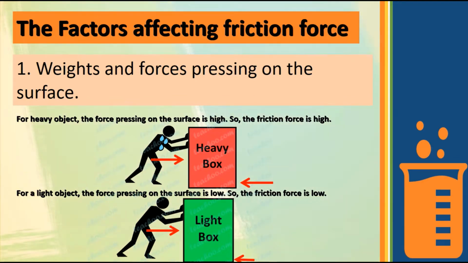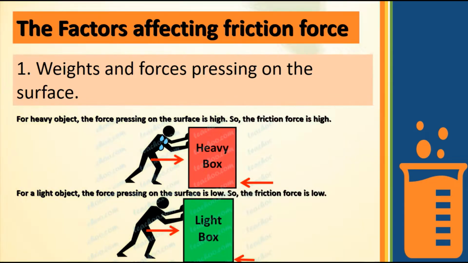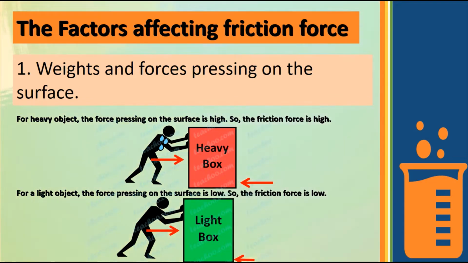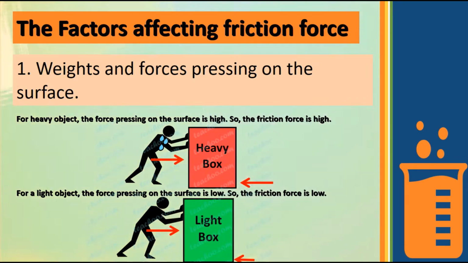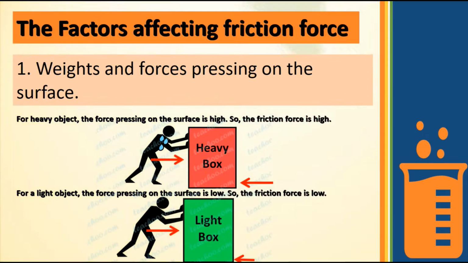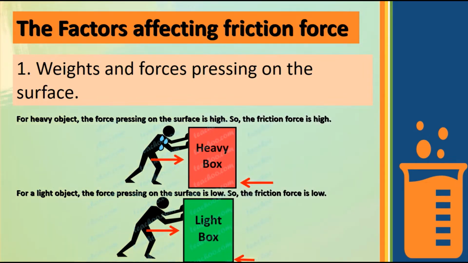I would also like to highlight the friction force in both pictures. The heavy box has a longer arrow. It means that the friction force is stronger. On the light box, the arrow is comparatively smaller than on the heavy box. It means that the friction force is much weaker when the arrow is shorter.